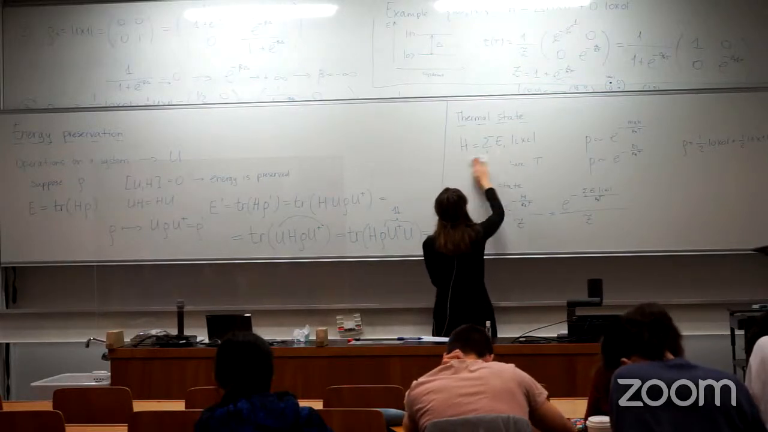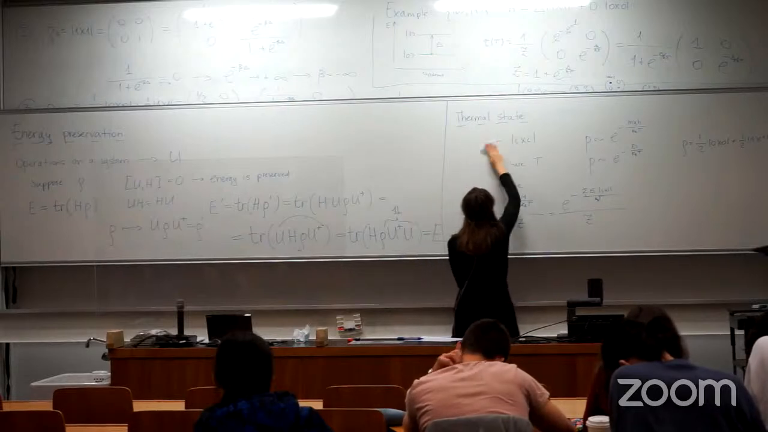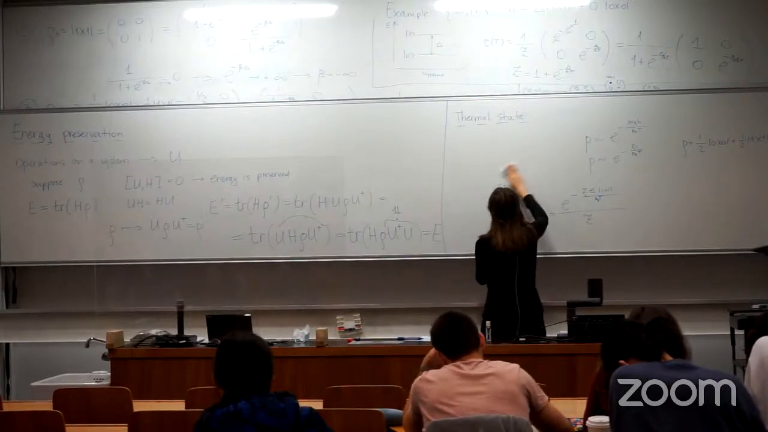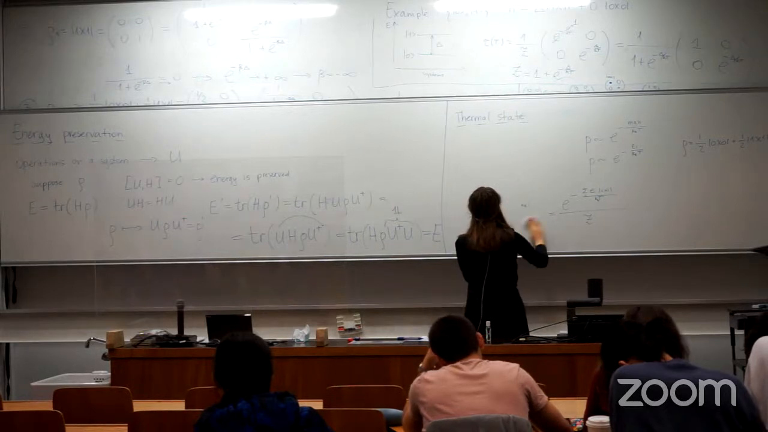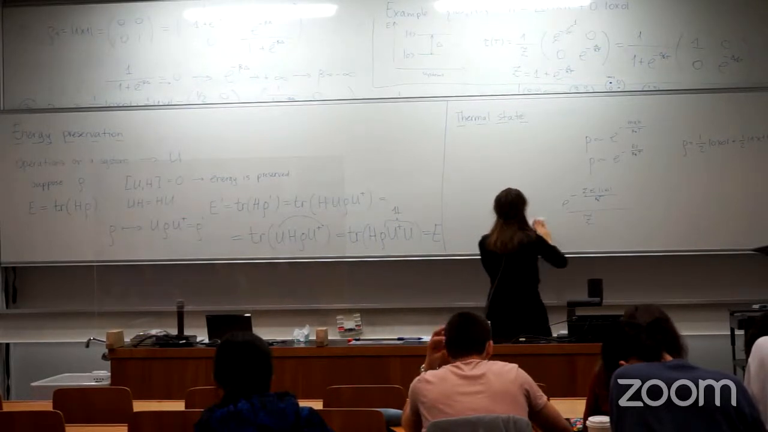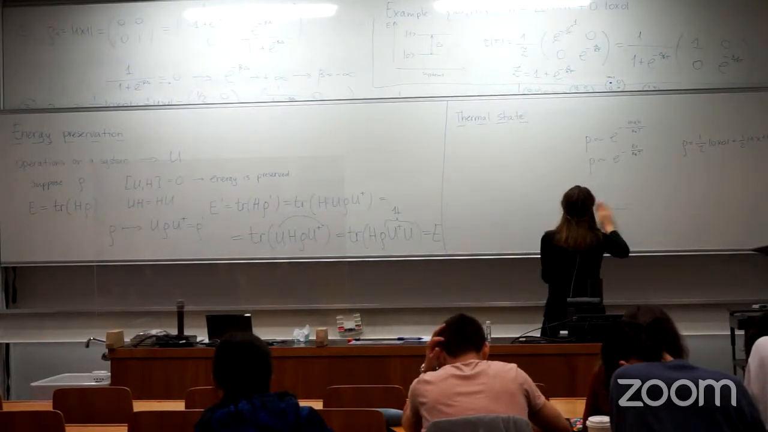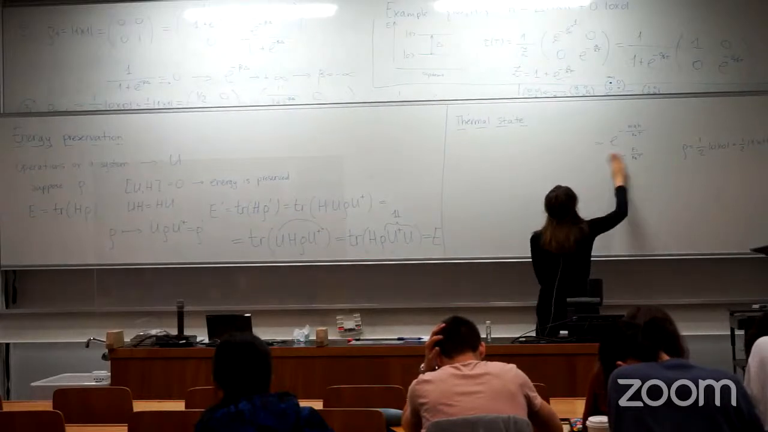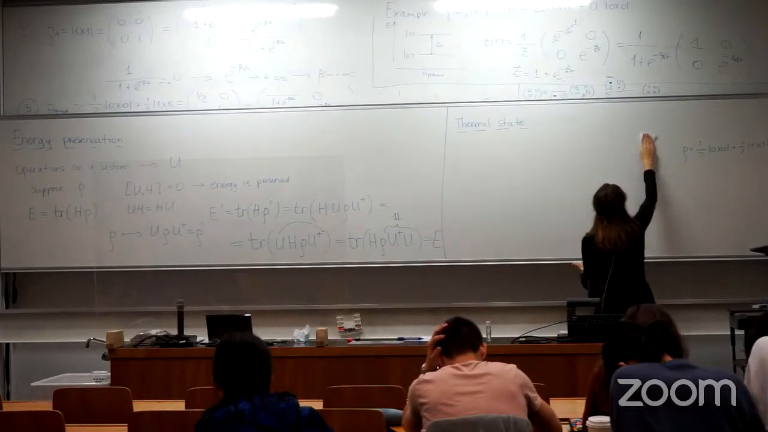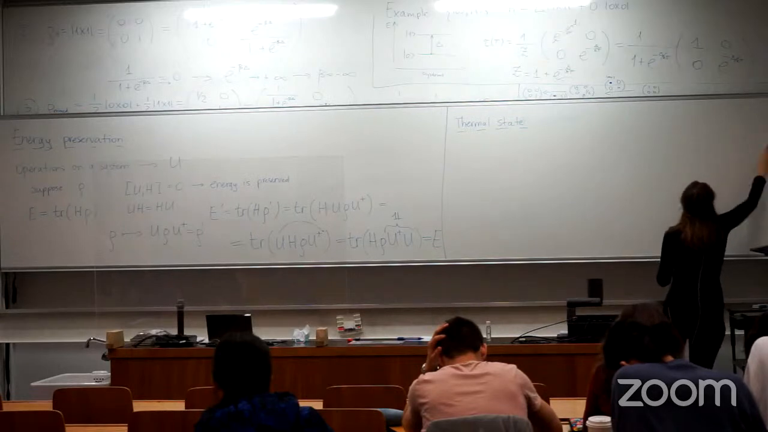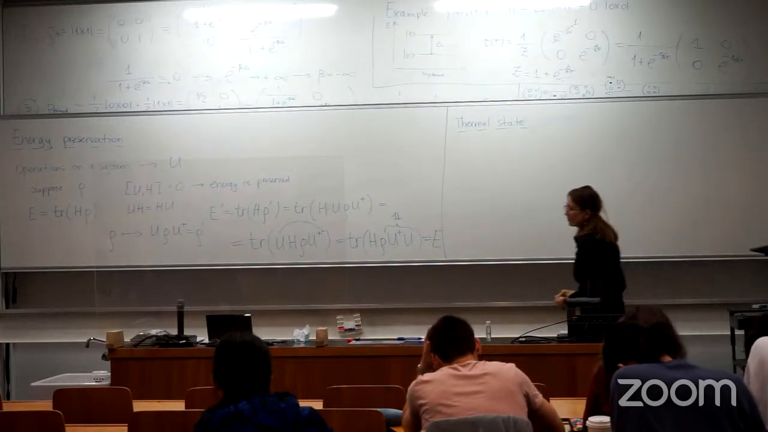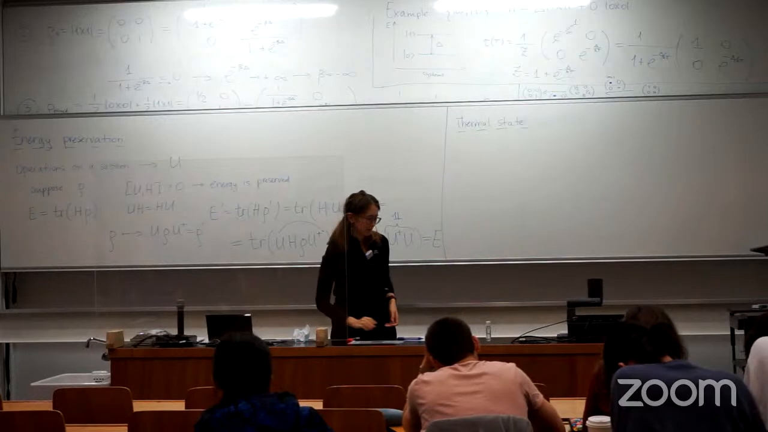So whenever you construct a unitary which you want to be energy preserving, you should always check if it commutes with a Hamiltonian. Okay, now let us see a couple of examples of how we can construct such unitaries.